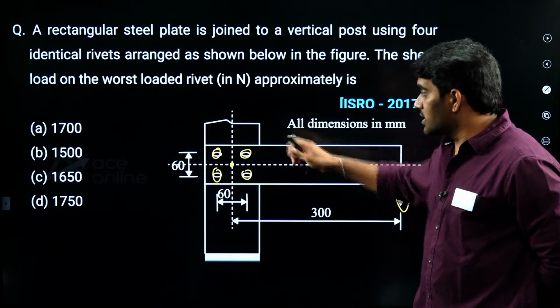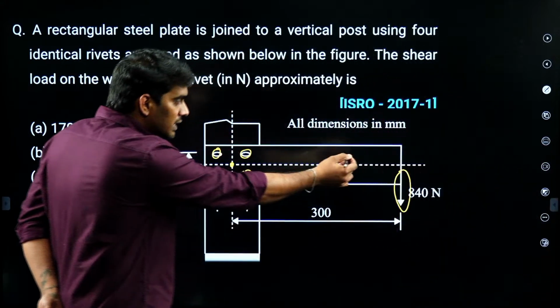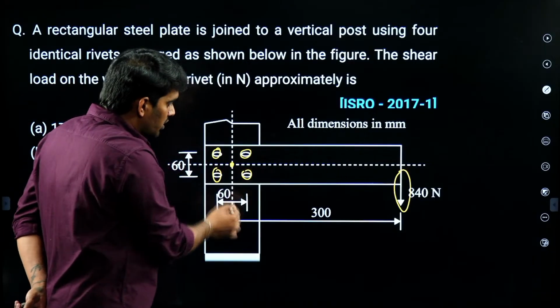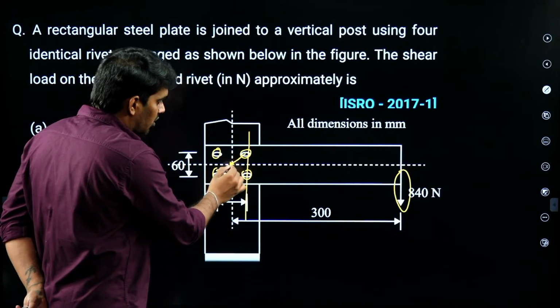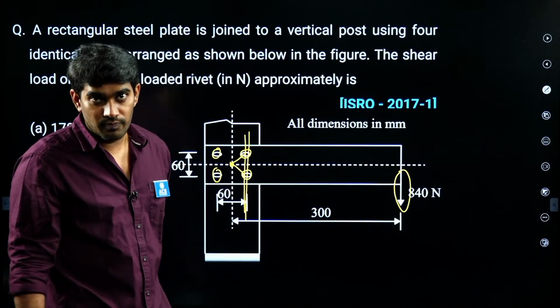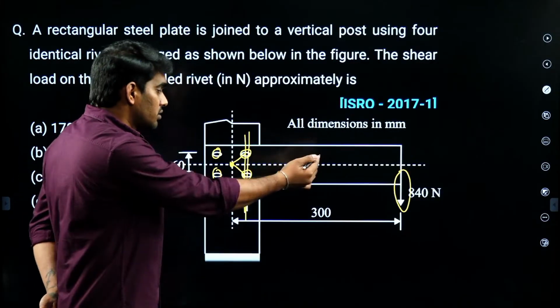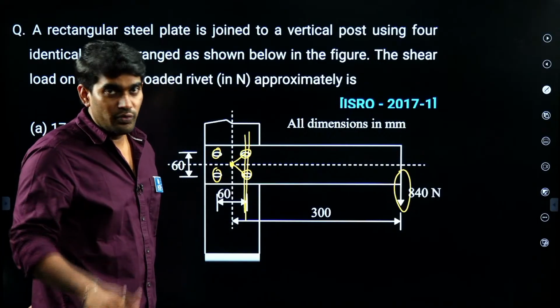Now because of eccentricity there is secondary load. So here, the nearest rivets to the load are these two, and the farthest ones from CG are also these. So these two rivets are generally prone to failure. If failure has to happen, the one nearest to the load and farthest from CG has to undergo failure.